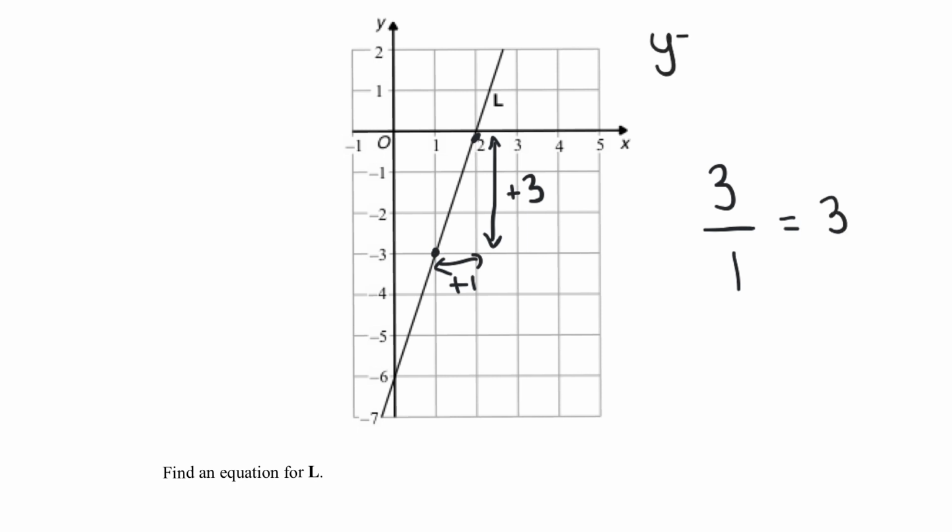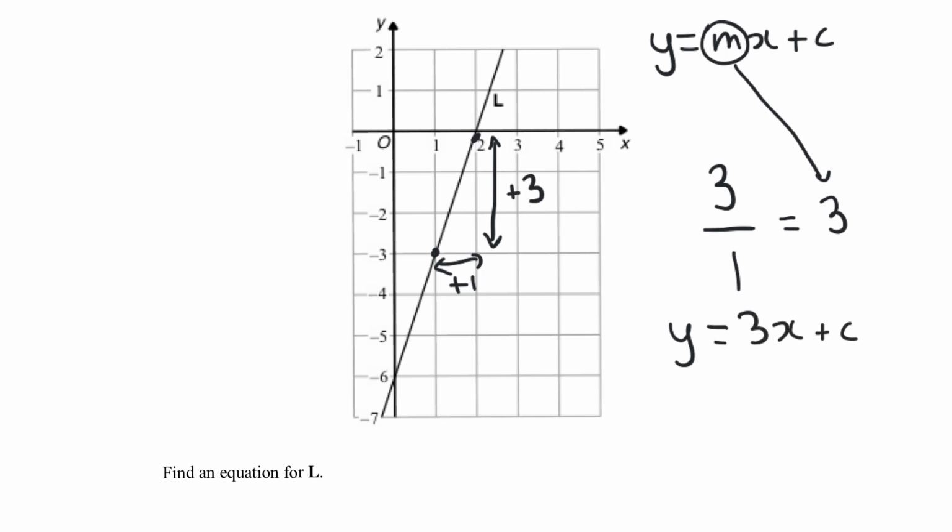So remember the equation of a straight line is y equals mx plus c, right? So then the m is equal to my gradient. So I now can say that y is equal to 3x plus c. But I need to work out what c is. So in order to work out what c is, I can substitute one of the coordinates that fall on the line into the equation that we have so far.